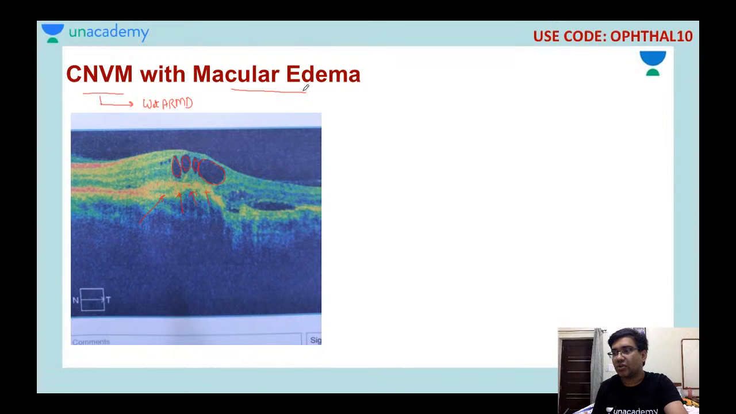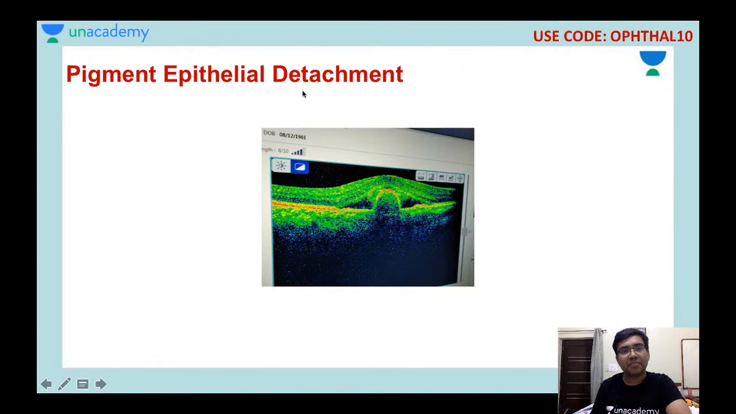Okay, chalo. The next question is pigment epithelial detachment. If you can see in this picture, there is a PED here. This is the retinal pigment epithelium, and you can see the retinal pigment epithelium is detached at this level. So the retinal pigment epithelium is detached from the choroid at this level. This is called an RPE detachment.